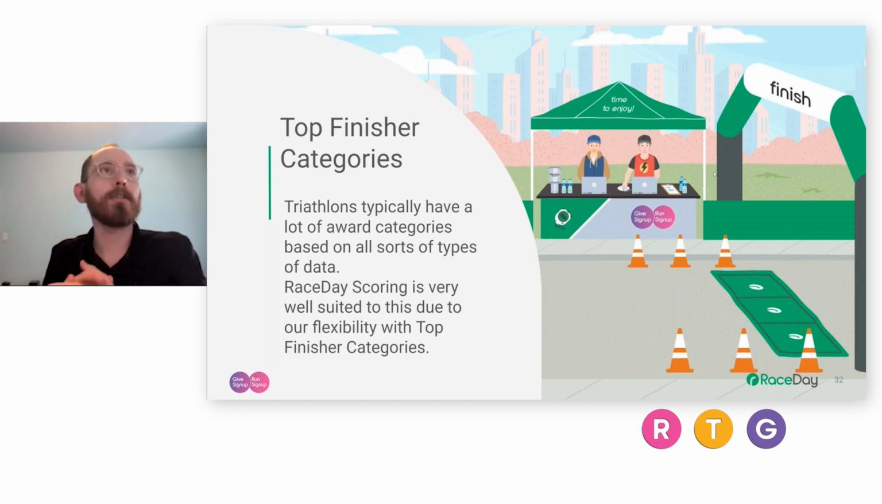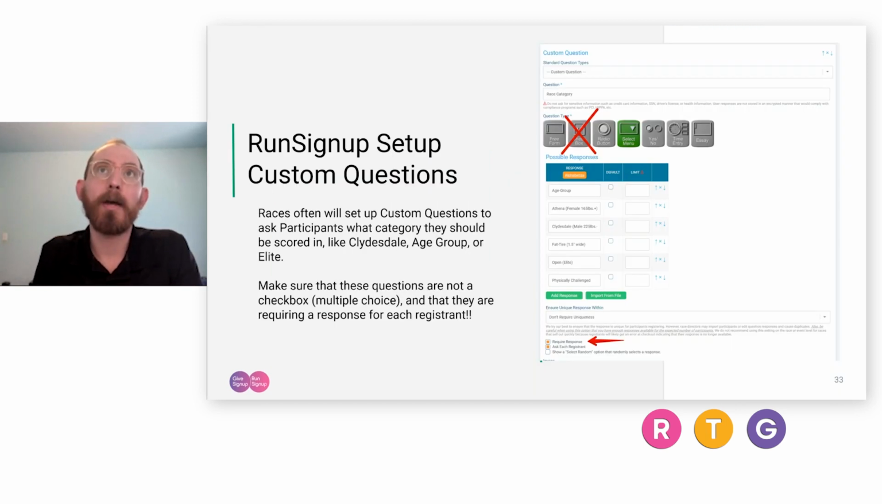I'm going to move on to top finisher categories. Top finishers are very obviously common, but with triathlons, things are a little bit different because a lot of triathlons like to do a Clydesdale Athena award category. So what people will typically do is set up a select menu custom question on RunSignup that is asking each participant what category they want to be scored in. So you'll see something like this in the back end of RunSignup.